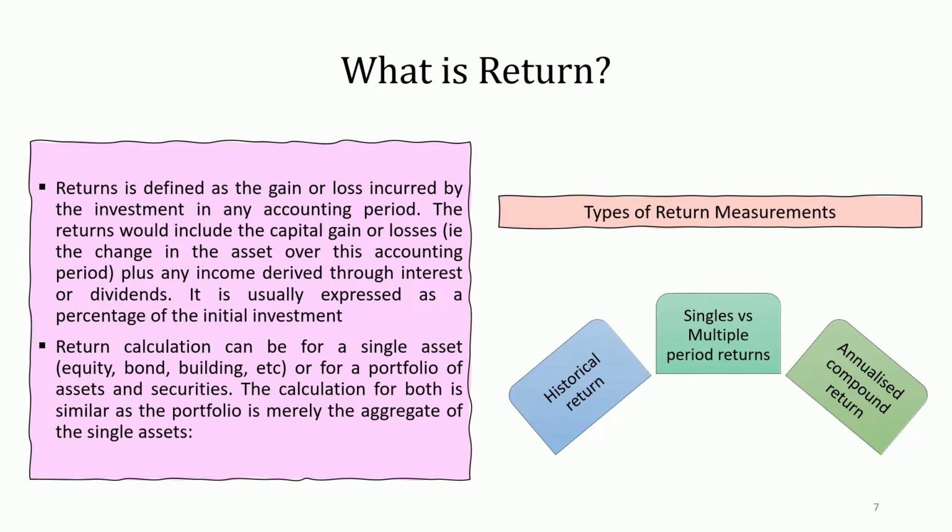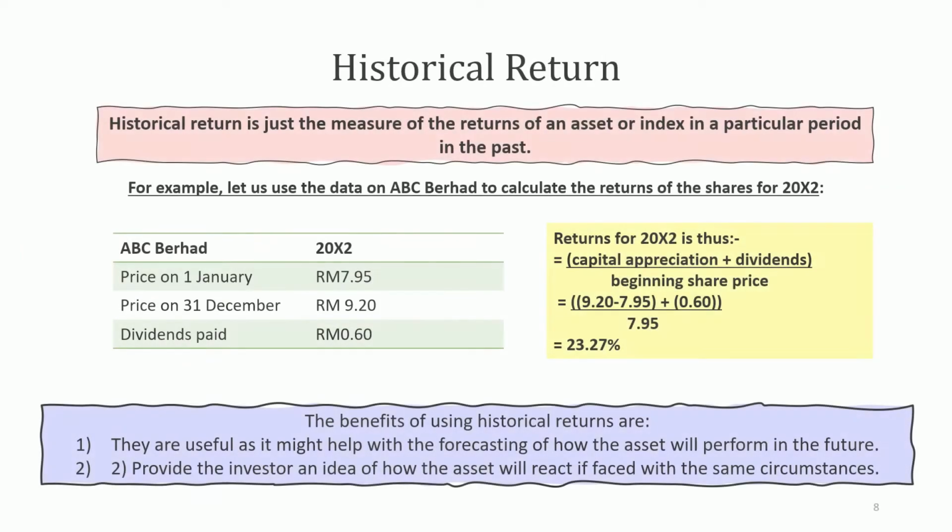Return calculation can be for a single asset, equity, bond, building, etc., or for a portfolio of assets and securities. The calculation for both is similar, as the portfolio is merely the aggregate of the single assets. Historical return is just the measure of the returns of an asset or index in a particular period in the past.